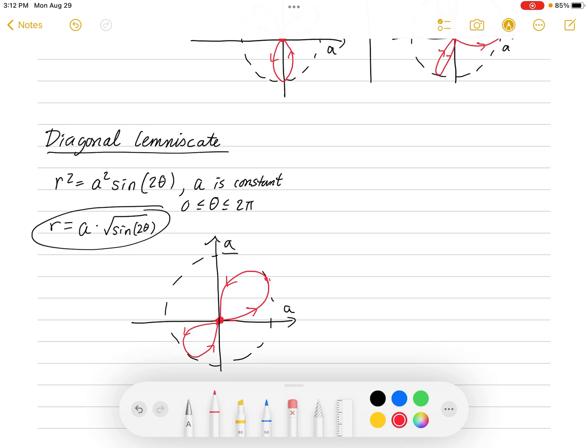Now that's sort of a diagonal lemniscate. That's a sine lemniscate. Now there's also sort of the horizontal lemniscate. That'll be the cosine one.